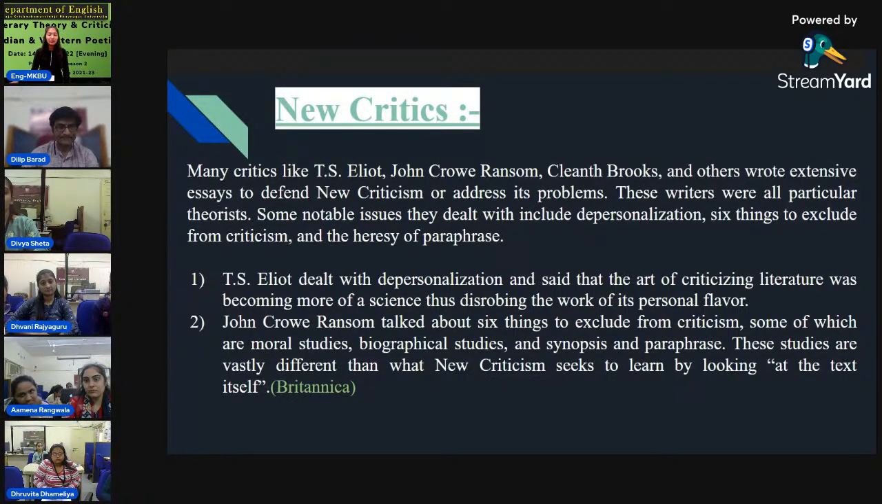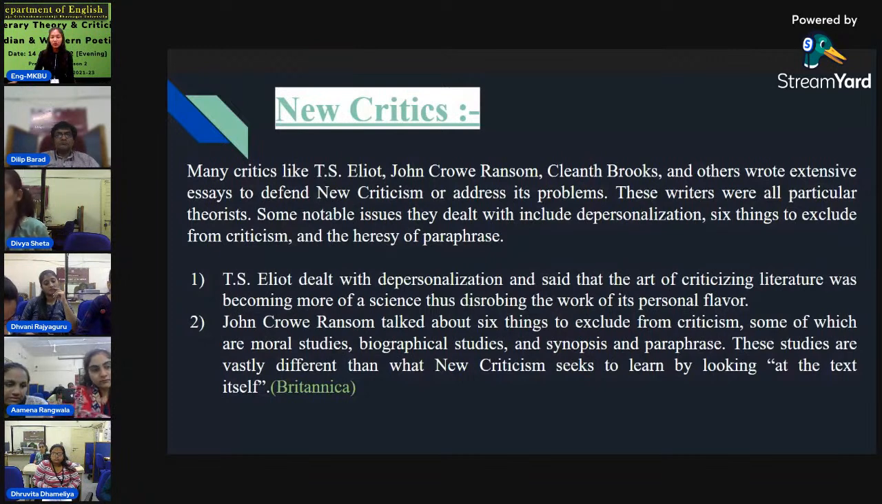New critics like T.S. Eliot, John Crowe Ransom, Cleanth Brooks, and I.A. Richards are the new critics of the century. These writers are all particular theorists. Some notable issues they dealt with in their theory: T.S. Eliot dealt with depersonalization and said that the art of criticizing literature was becoming more of a science, disordering the work of its personal flavor. John Crowe Ransom talked about the sick theory and moral study, biographical study, and synonymous and paraphrase. These studies are vastly different from what new criticism seeks to learn by looking at the text itself.